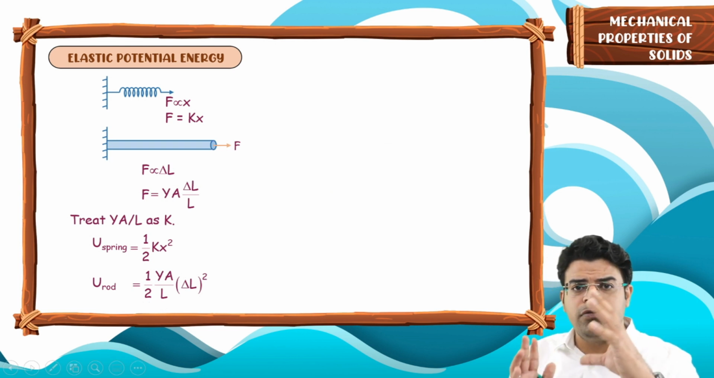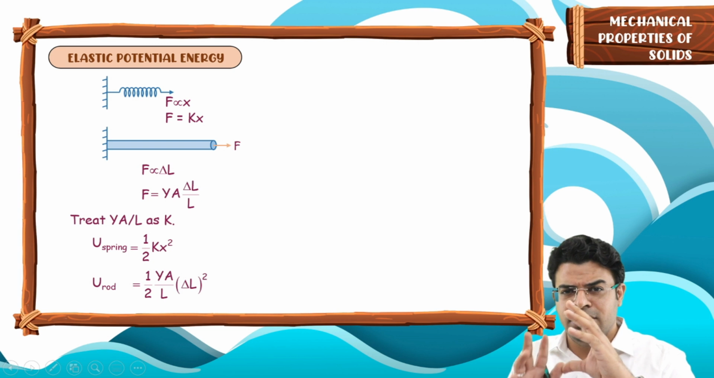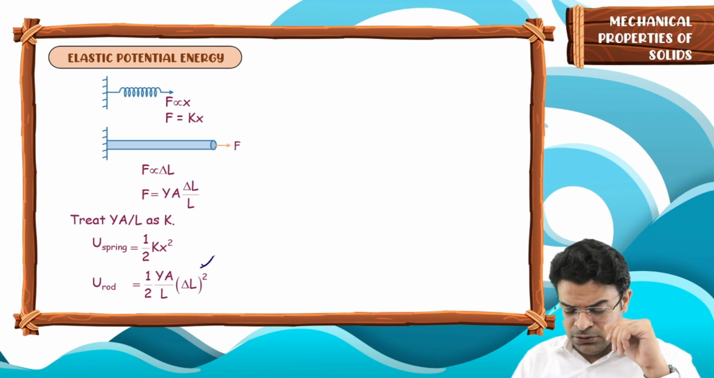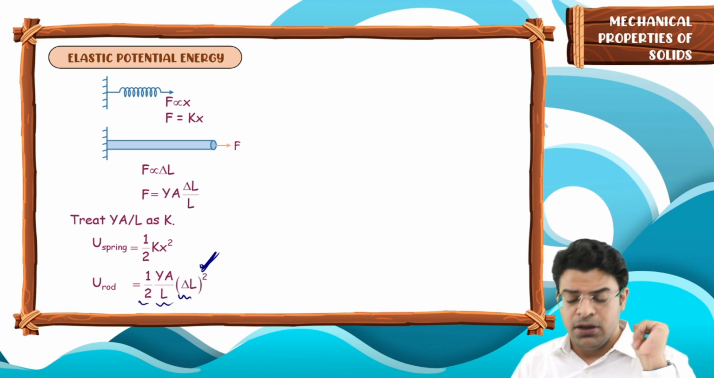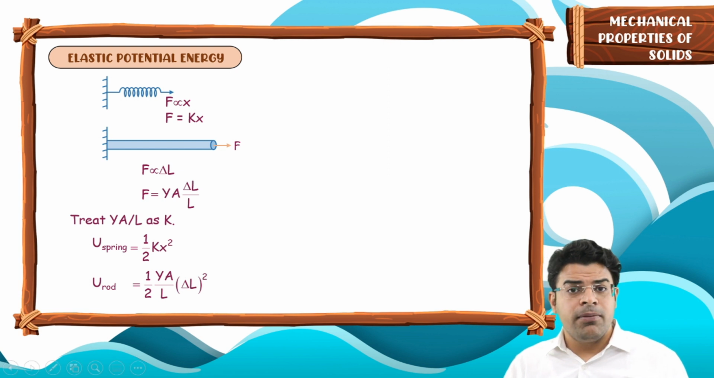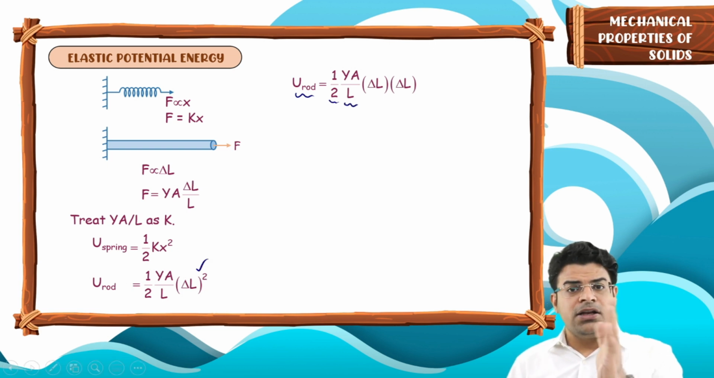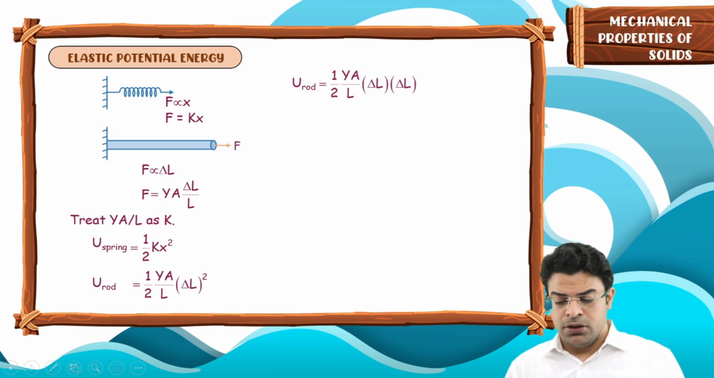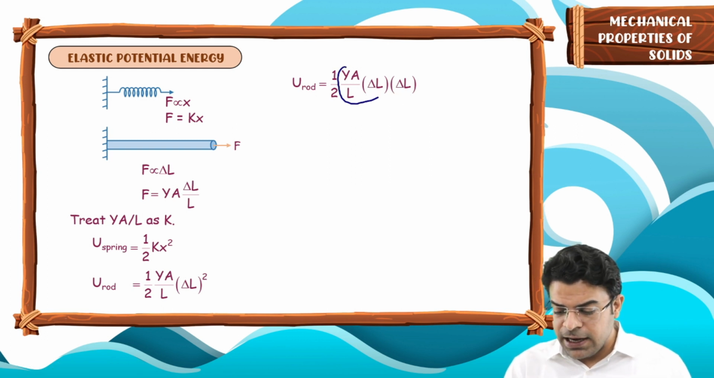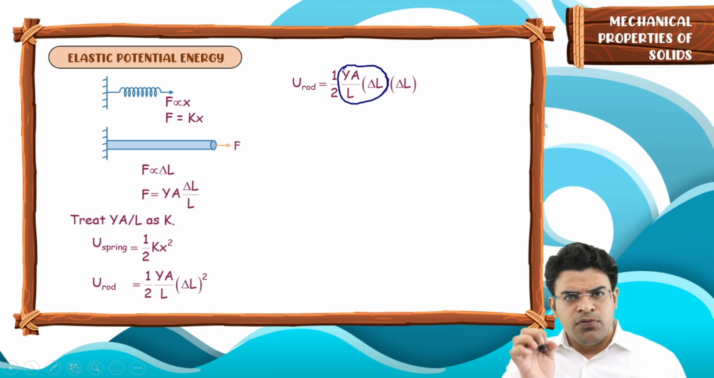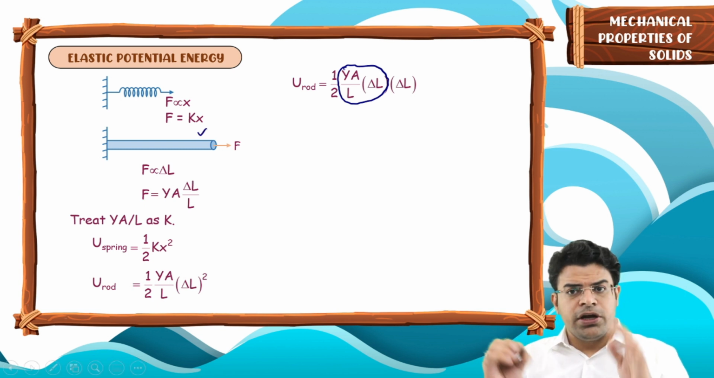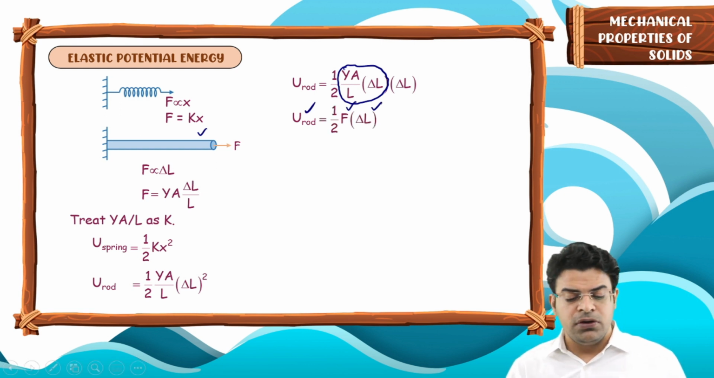Personally, when I start solving a question based on elastic potential energy of a rod, I start with this particular formula: half into YA by L into delta L whole square. But you can play more with it. Elastic potential energy stored in the rod equals half into YA by L, and rather than writing delta L whole square, write delta L into delta L. Now you can write this YA delta L by L part as the force responsible for making this elongation. So the elastic potential energy of the rod is half into force into delta L.